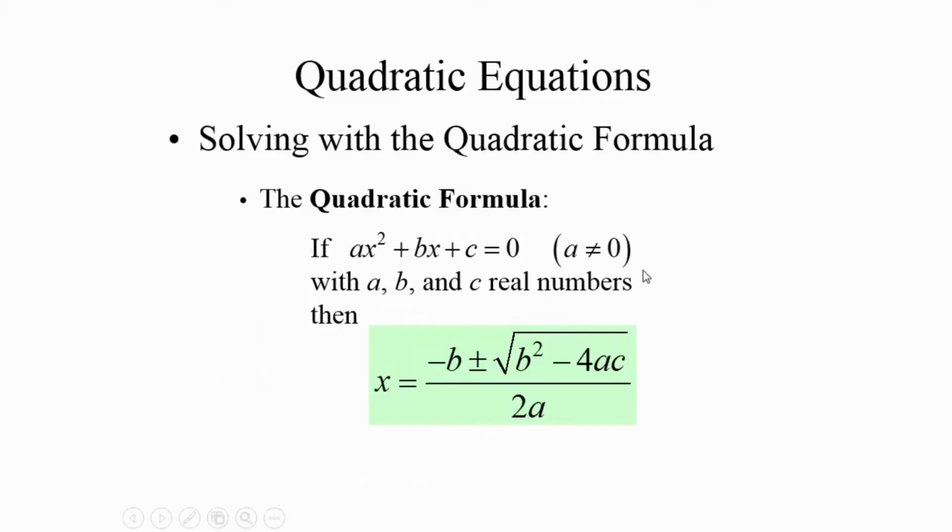One more way of solving a quadratic equation is using the quadratic formula. So it says if ax squared plus bx plus c is equal to 0, with a not being equal to 0, with a, b, and c real numbers, then x would be equal to minus b plus or minus the square root of b squared minus 4ac, divided by 2a. Again, a, b, and c are what you have in your equation. You plug in and you get the answer. Not very difficult if you have the formula in front of you. You can plug in the stuff and get your answer, right?